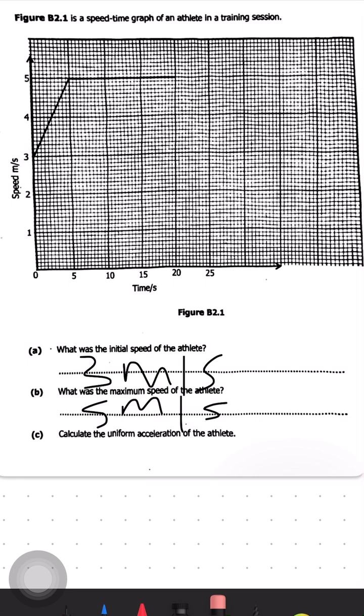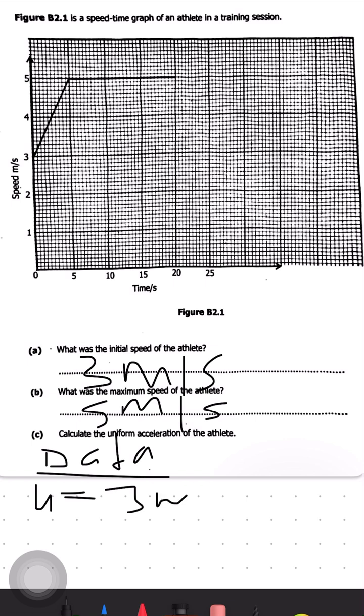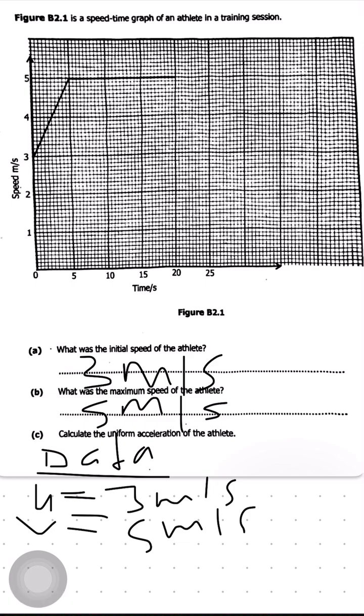Calculate the uniform acceleration of the athlete. So we're going to write down some data. What was the initial speed? The initial speed, u, is equal to 3 meters per second. What was the final or the maximum? This was 5 meters per second. So we are building up.